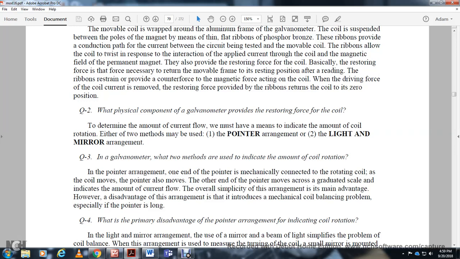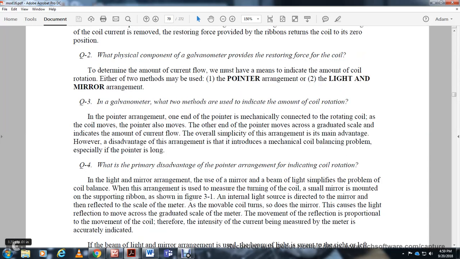The simplicity of the arrangement is the main advantage. However, the disadvantage is that it introduces mechanical problems of coil balancing, especially with a long pointer.